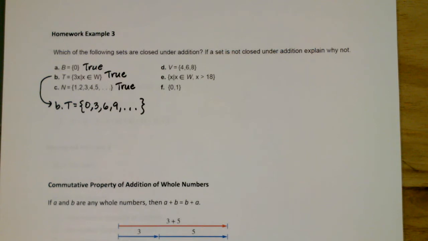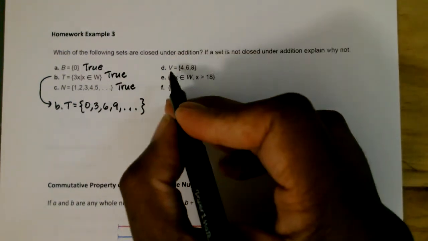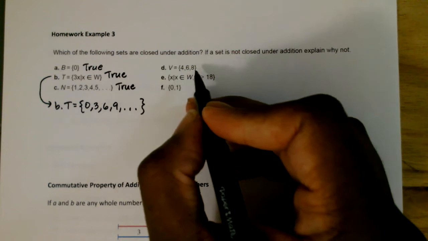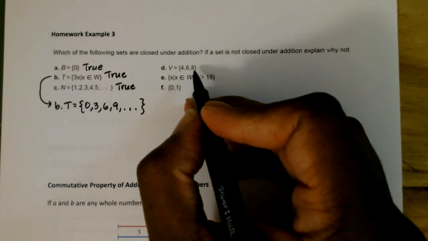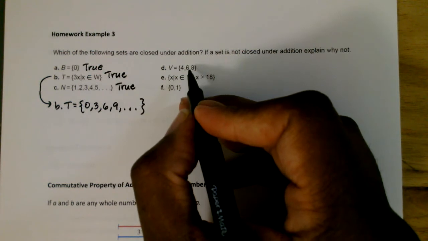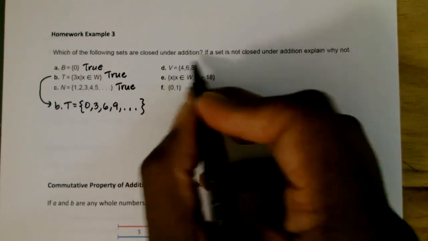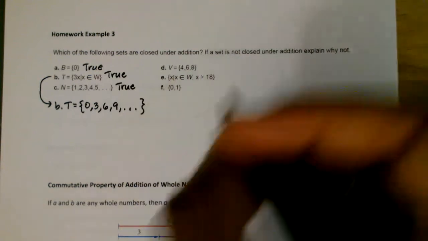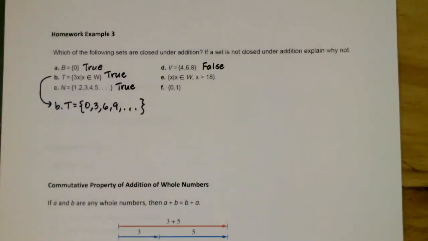Now let's take a look at part D. D has the elements 4, 6, and 8. Well, if I add 4 and 6 together, I would get 10. Is 10 included in this set? It's not. So that means I have to say false, okay?